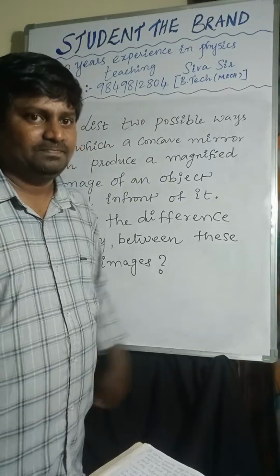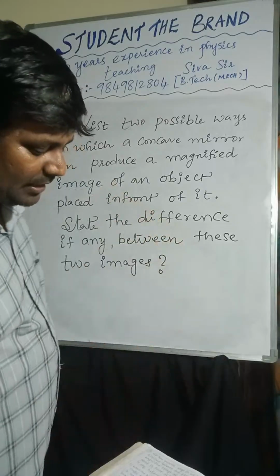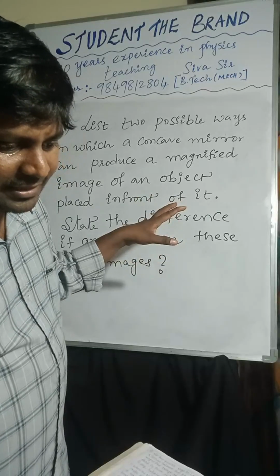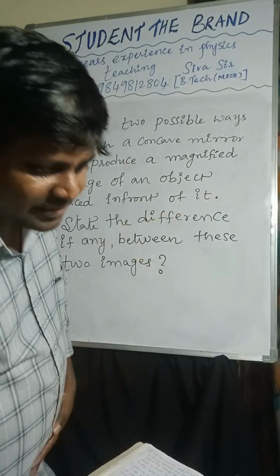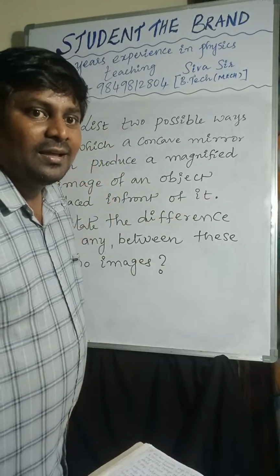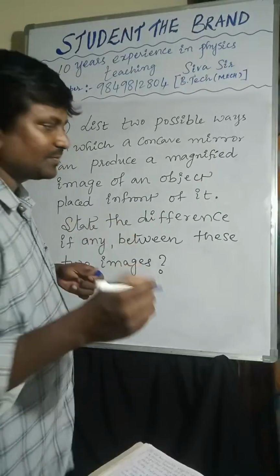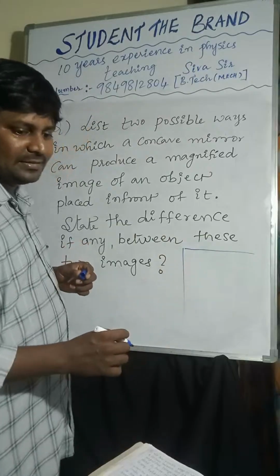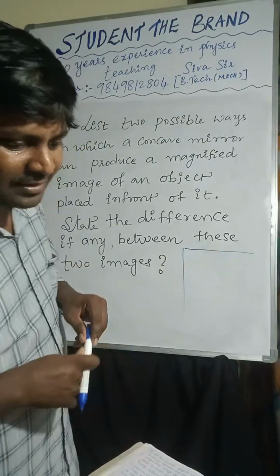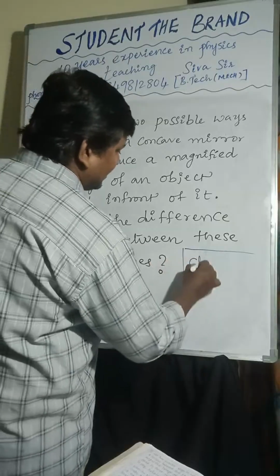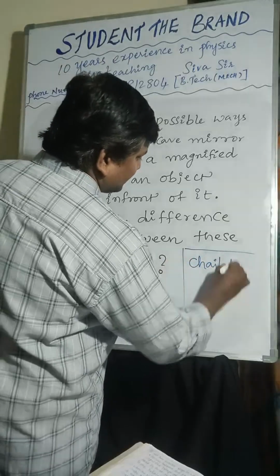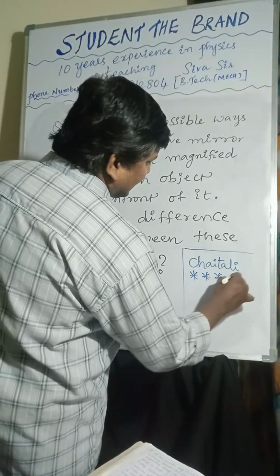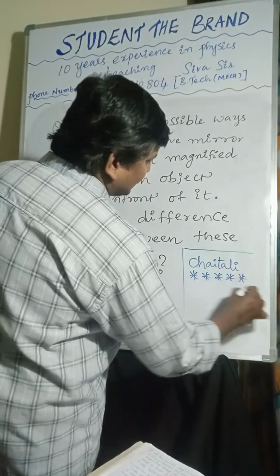Okay, very good, Chaitali. So Chaitali got it. Can I write your name on the board? With your permission. Very good, Chaitali. Class, a round of applause for Chaitali. Very nice. Five stars. What else? A correct answer will get five stars. Very nice.